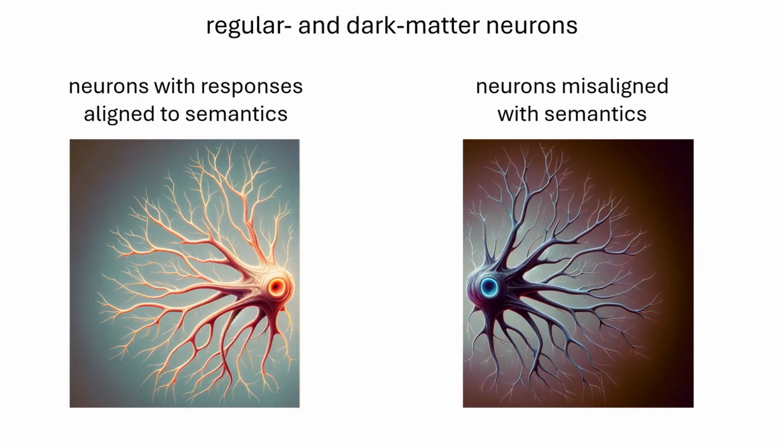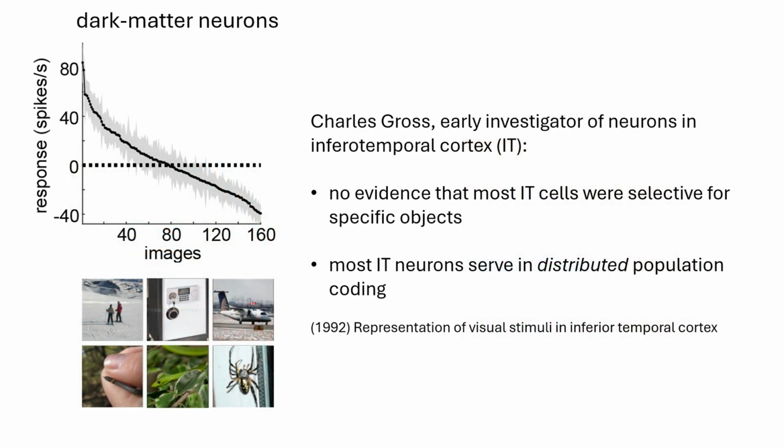It has given us this perspective that we tend to focus on two different kinds of neurons in the visual system. Neurons that have responses that are well aligned to some kind of simple model or semantics, the regular matter neurons, and then the neurons that are just much harder to understand, which we think of as the dark matter neurons.